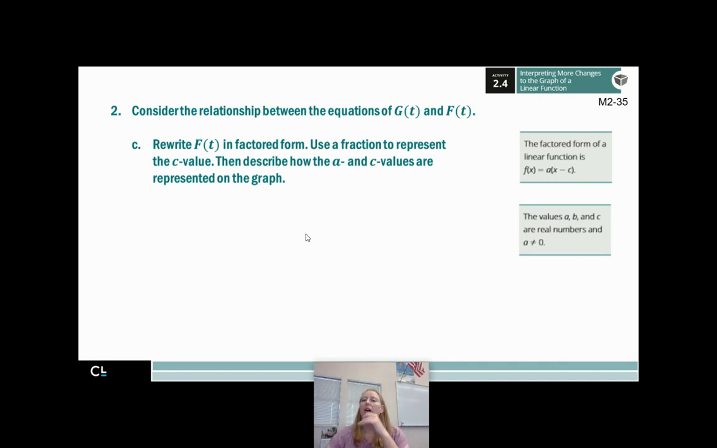One more thing, now that we have this lovely guy in general form, as he should be, can you rewrite f of t in factored form? You may have to use a fraction to represent the c value. Go ahead and hit pause to work that out, and then hit play when you're ready to check your work.